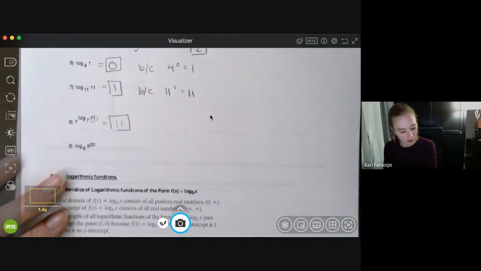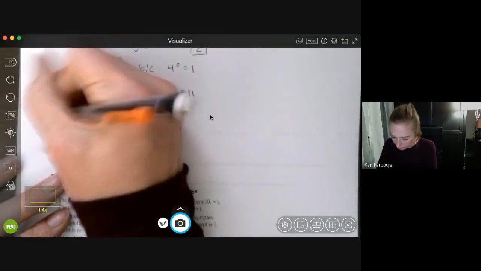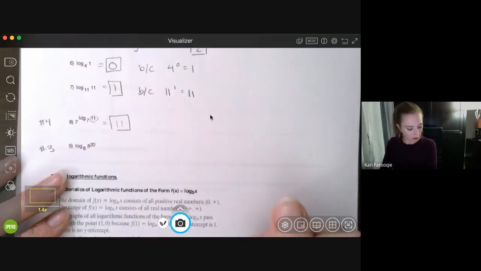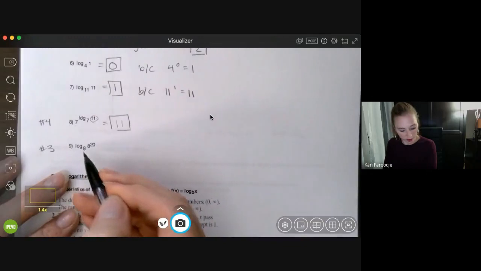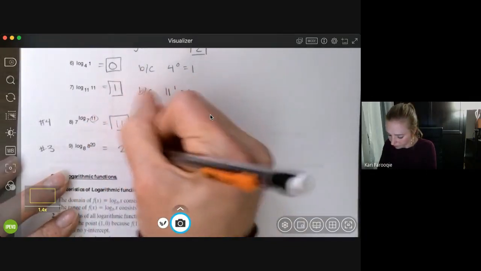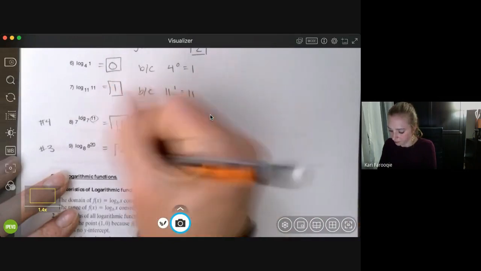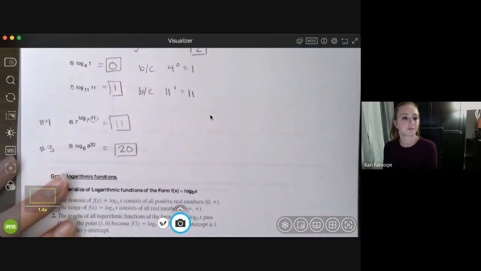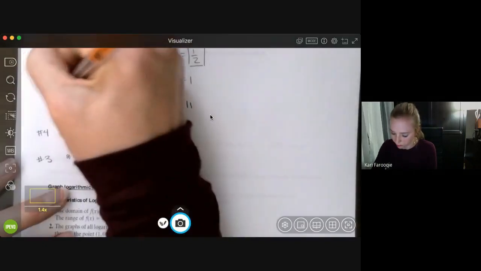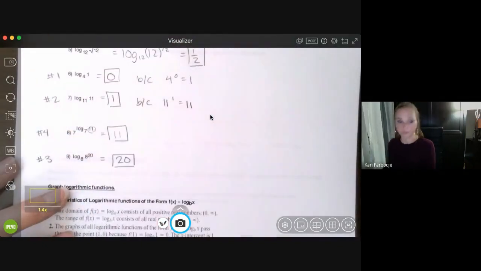Same idea with number 9. Number 9 actually follows number 3. Maybe I should be writing down which ones these are. This one follows number 3, which is log base b of b to the x equals x. This was number 2. That was number 1.